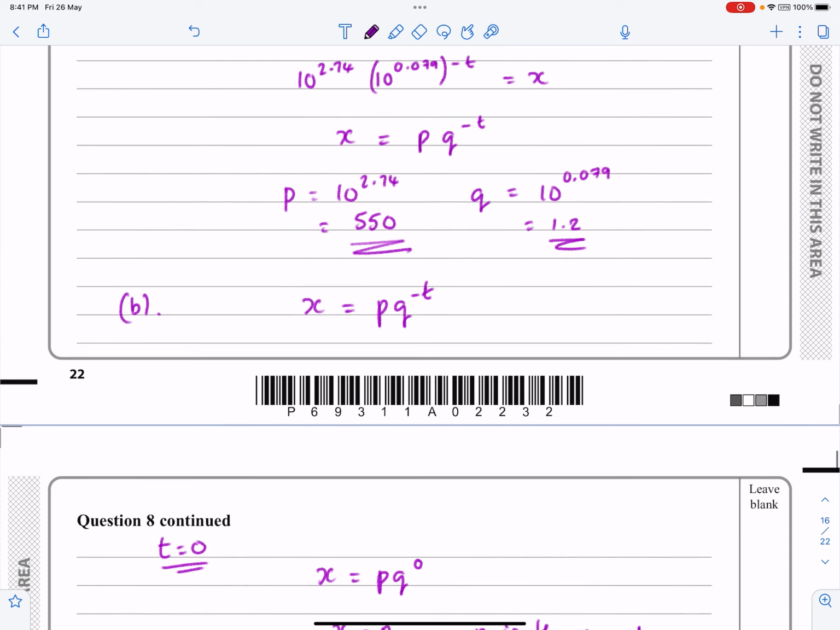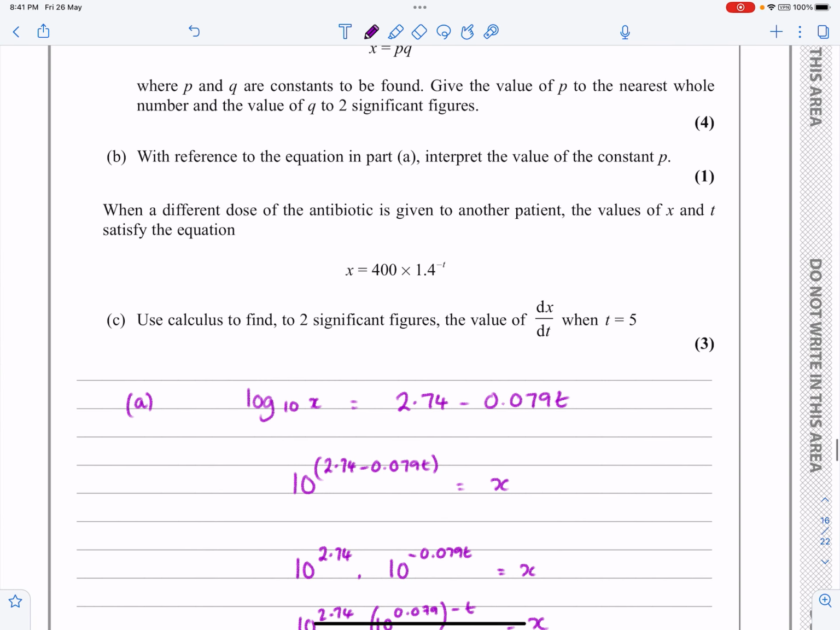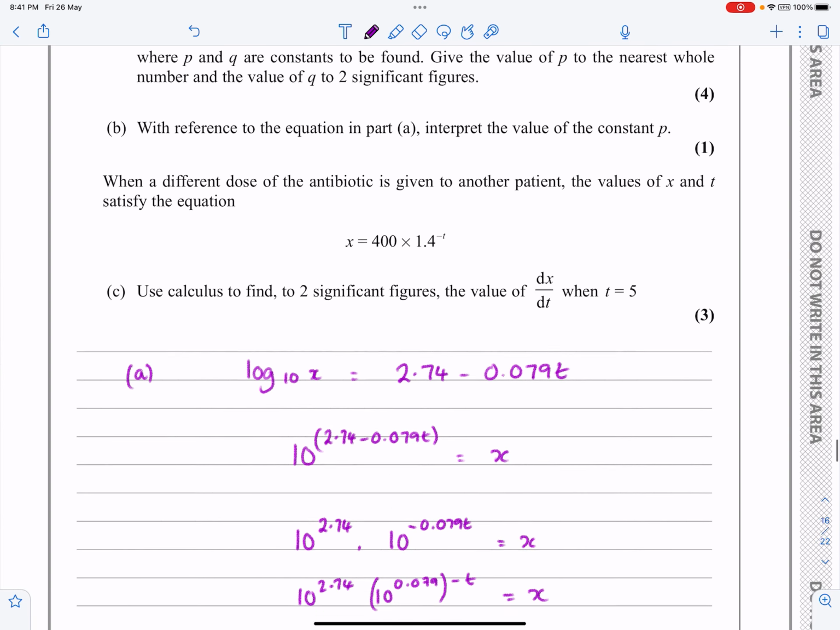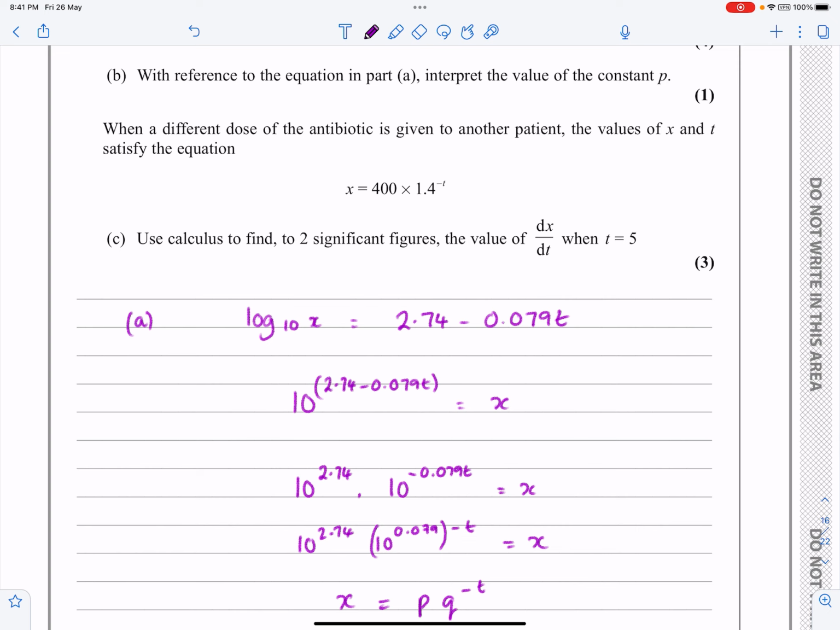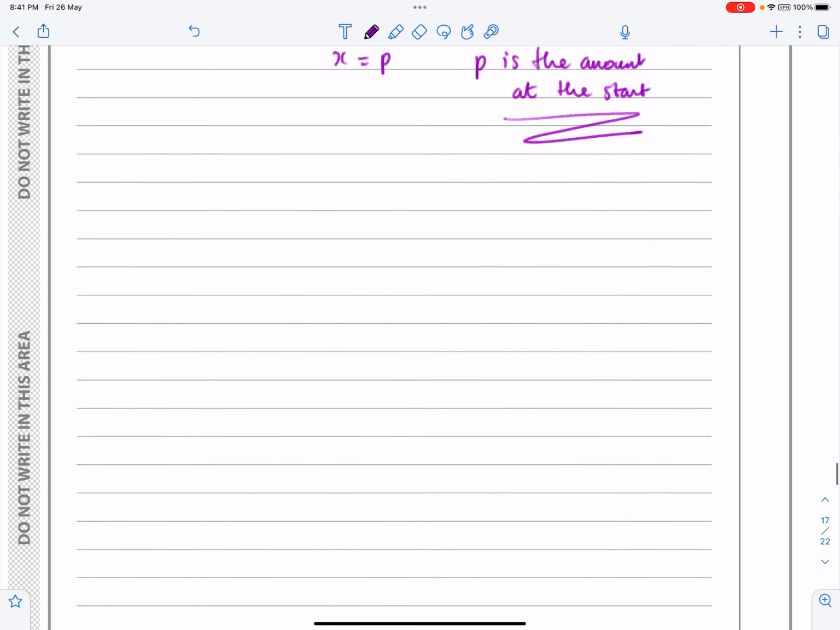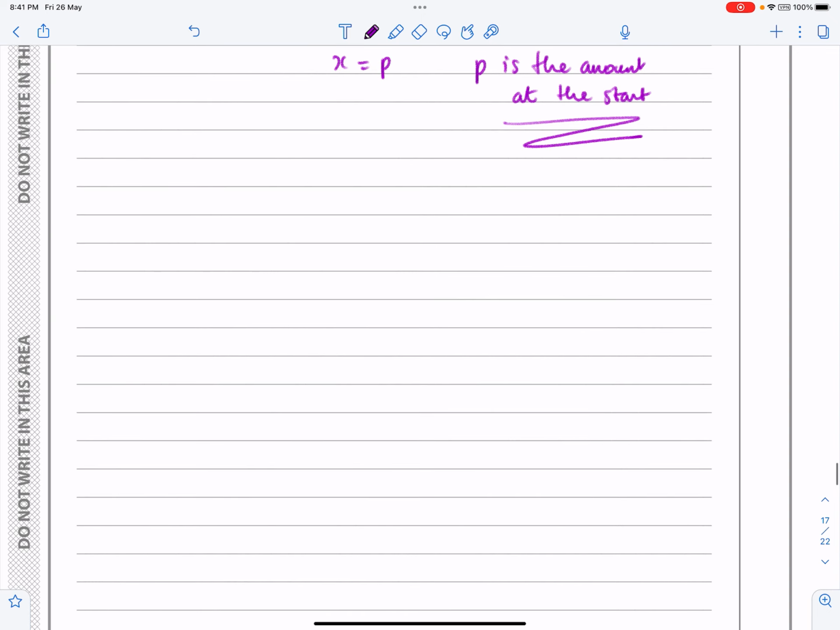And then the last part says, got a different equation now, different doses given, x is equal to 400 times 1.4 to the minus t, and they're saying use calculus, so in other words differentiate to find dx by dt. And again, to two significant figures when we get that far down. But let's just do this first of all.